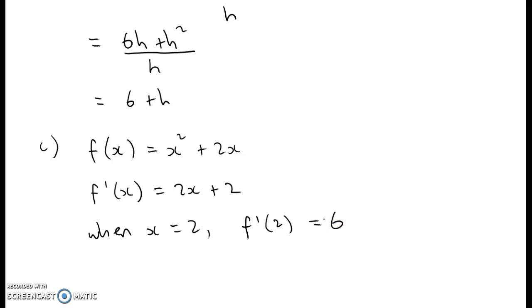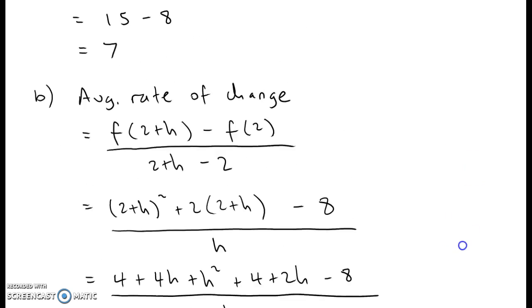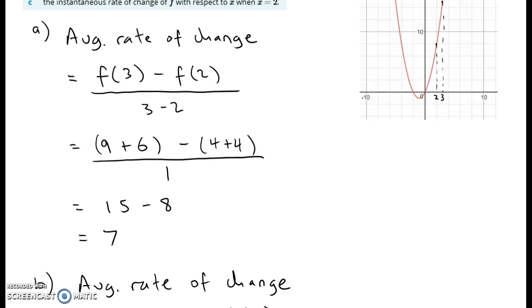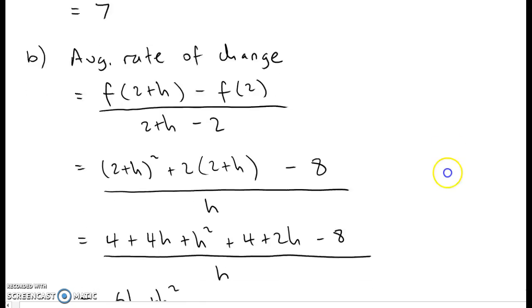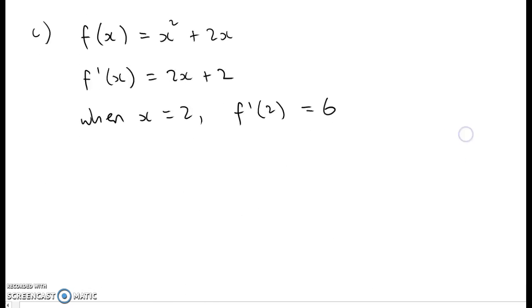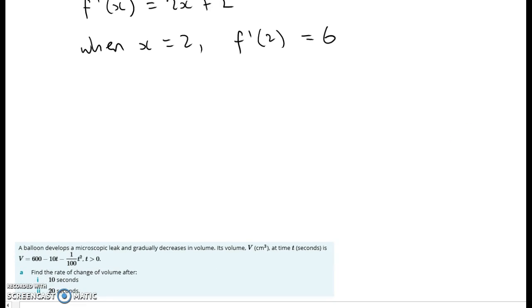So, in other words, we're saying that the exact rate of change, the instantaneous rate of change at this point where x equals 2, is equal to 6. So it's quite close to the value that we found in part A of 7, which gave us the average rate of change between 2 and 3, but at the point 2, that instantaneous rate of change is 6. Alrighty, let's have a look at one last question.